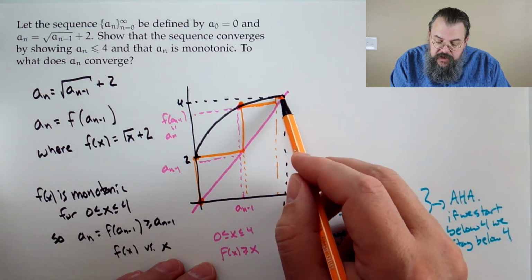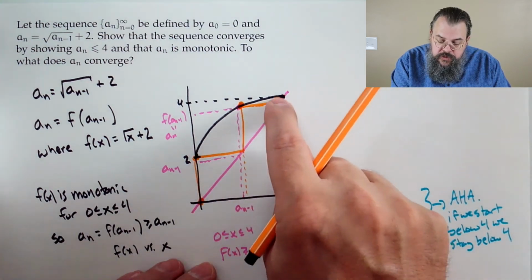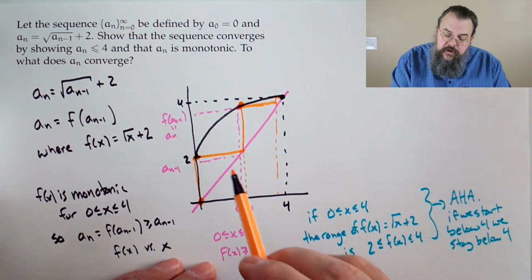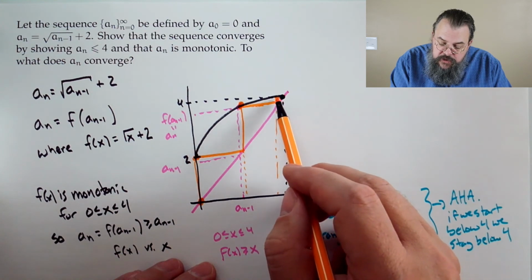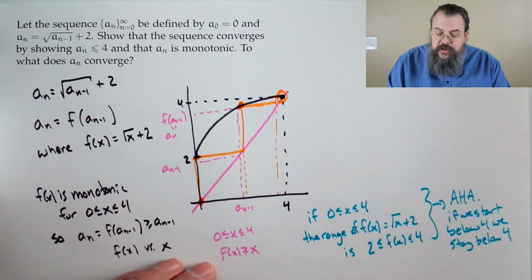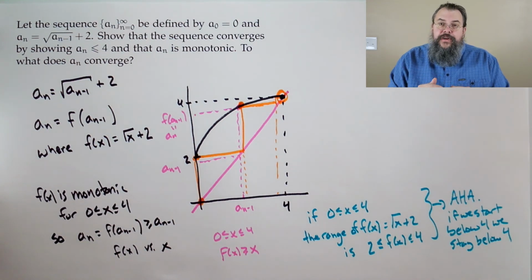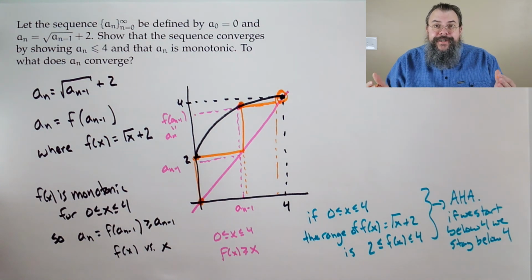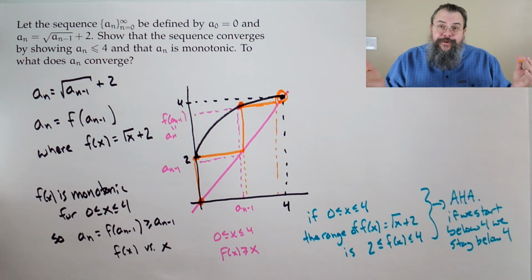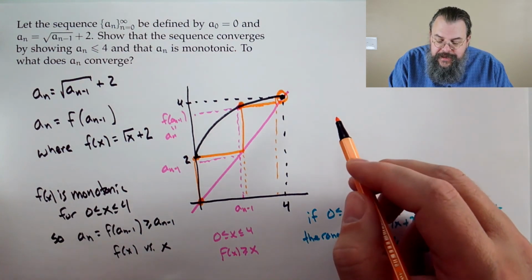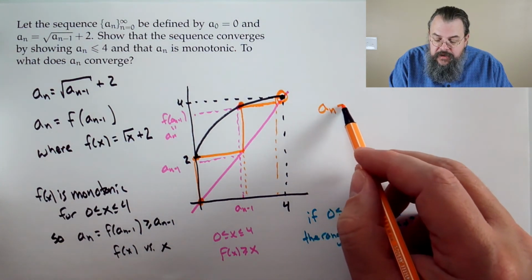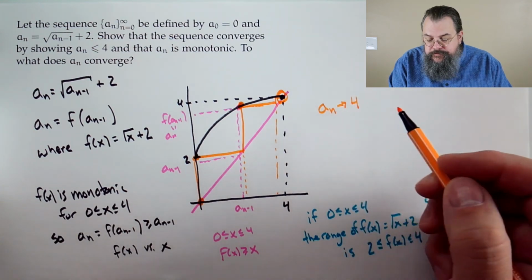So what happens is you step up, and you see where we are going as we go in. We're going to the intersection. Where does the line intersect the curve? It is at 4. So we say, aha, a sub n is converging to 4.